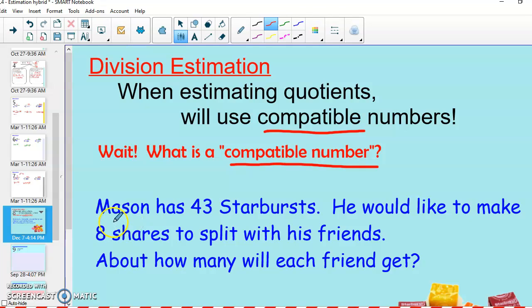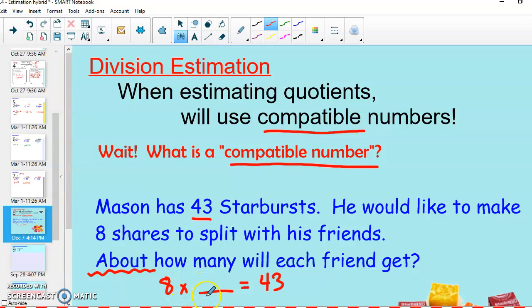So let's look at this here. Mason has 43 starbursts. He would like to make 8 shares to split with his friends. About, there's that word, it means we're estimating, we don't need an exact answer. About how many will each friend get? Well, I'm looking at 8. I know that 43 is not a multiple of 8. There is nothing times 8 that would give me the answer 43 unless I had a fraction or a decimal, which we are not into right now. There's no whole number that I can multiply by 8 to get 43.